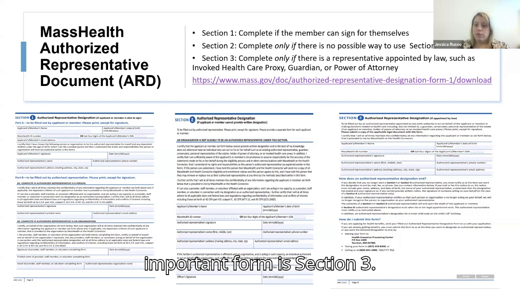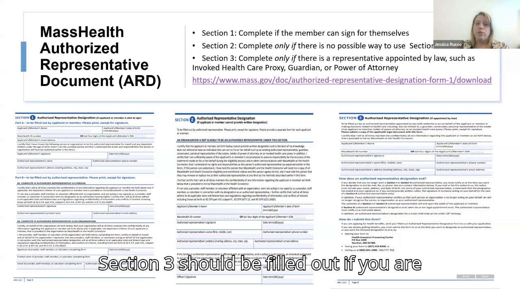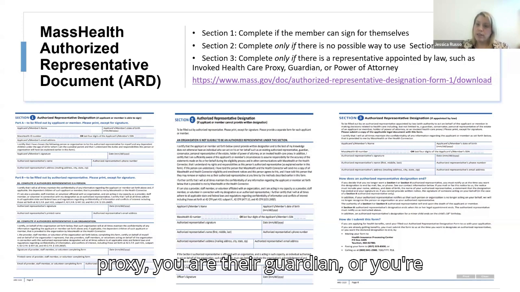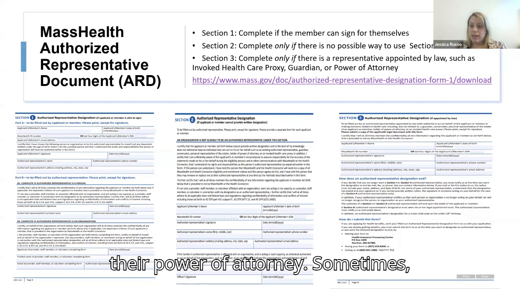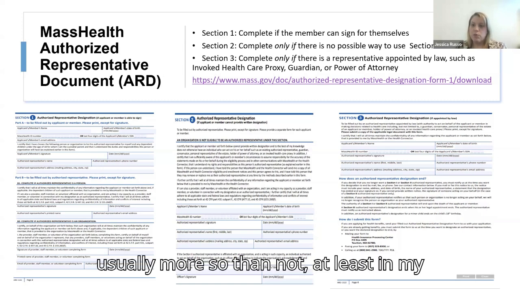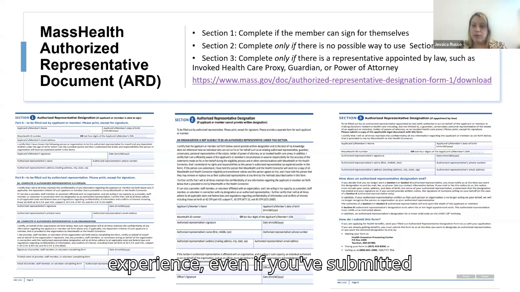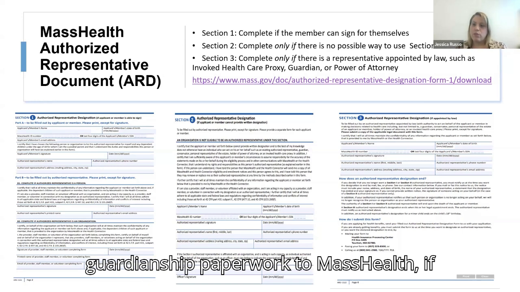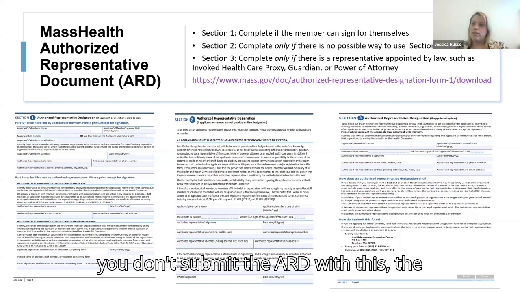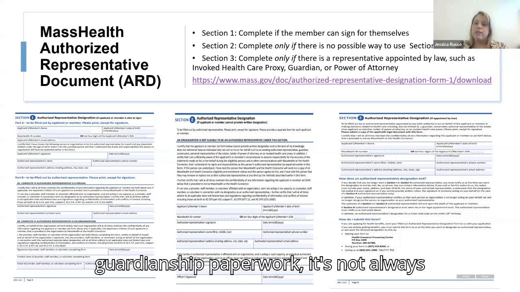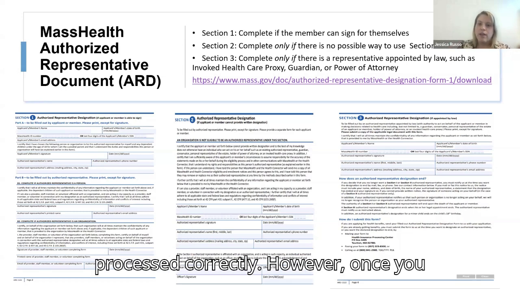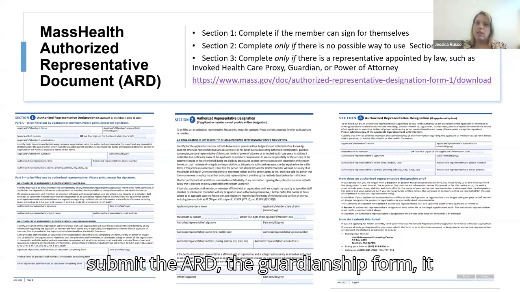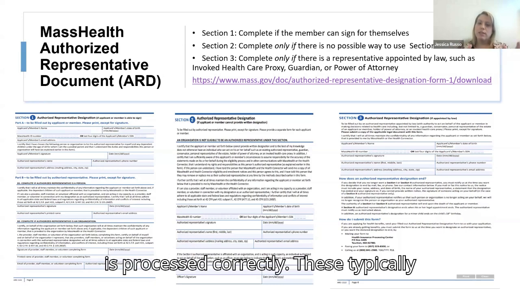The other important form is section 3. Section 3 should be filled out if you are your loved one's invoked healthcare proxy, you are their guardian or you're their power of attorney. Sometimes, usually more so than not, at least in my experience, even if you've submitted guardianship paperwork to MassHealth, if you don't submit the ARD with the guardianship paperwork, it's not always processed correctly. However, once you submit the ARD, the guardianship form, it is processed correctly.